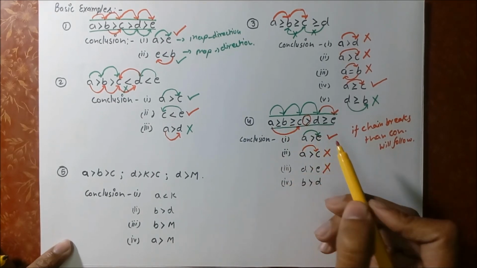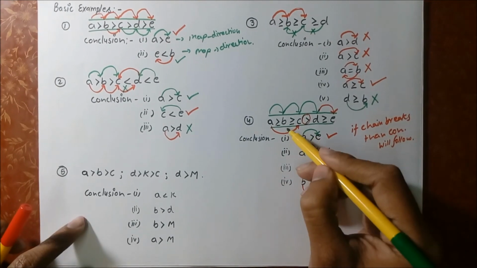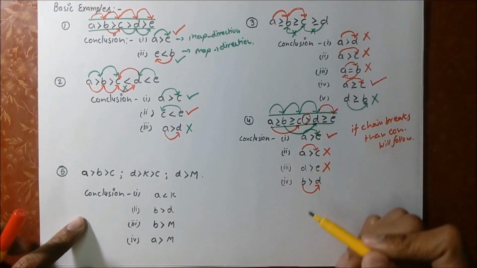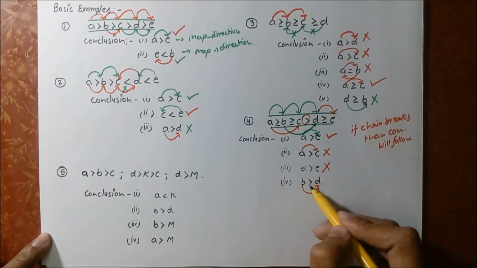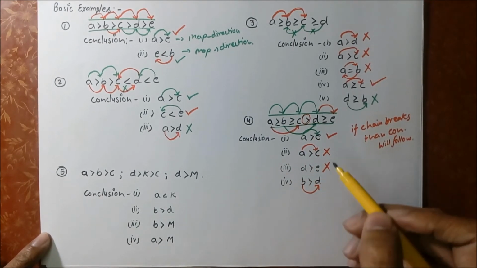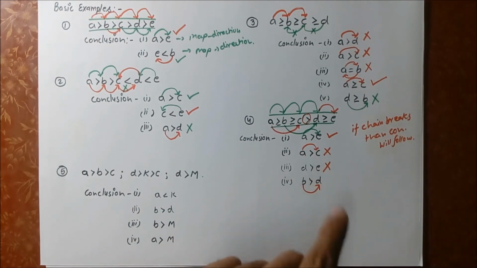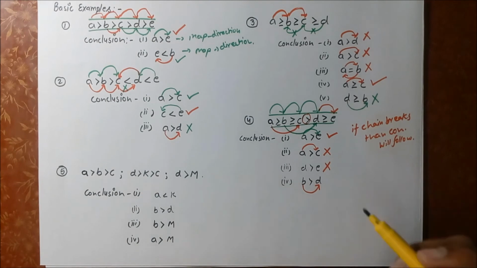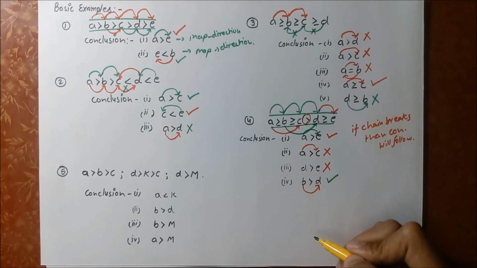B is greater than D means I have to go from B to D, right? So I have to go with this door only, because between B to D there is a chain break and there is only one door between C and D, right? So I have to pass through this door. So I can say that I have to use that door, and that conclusion will follow, right?